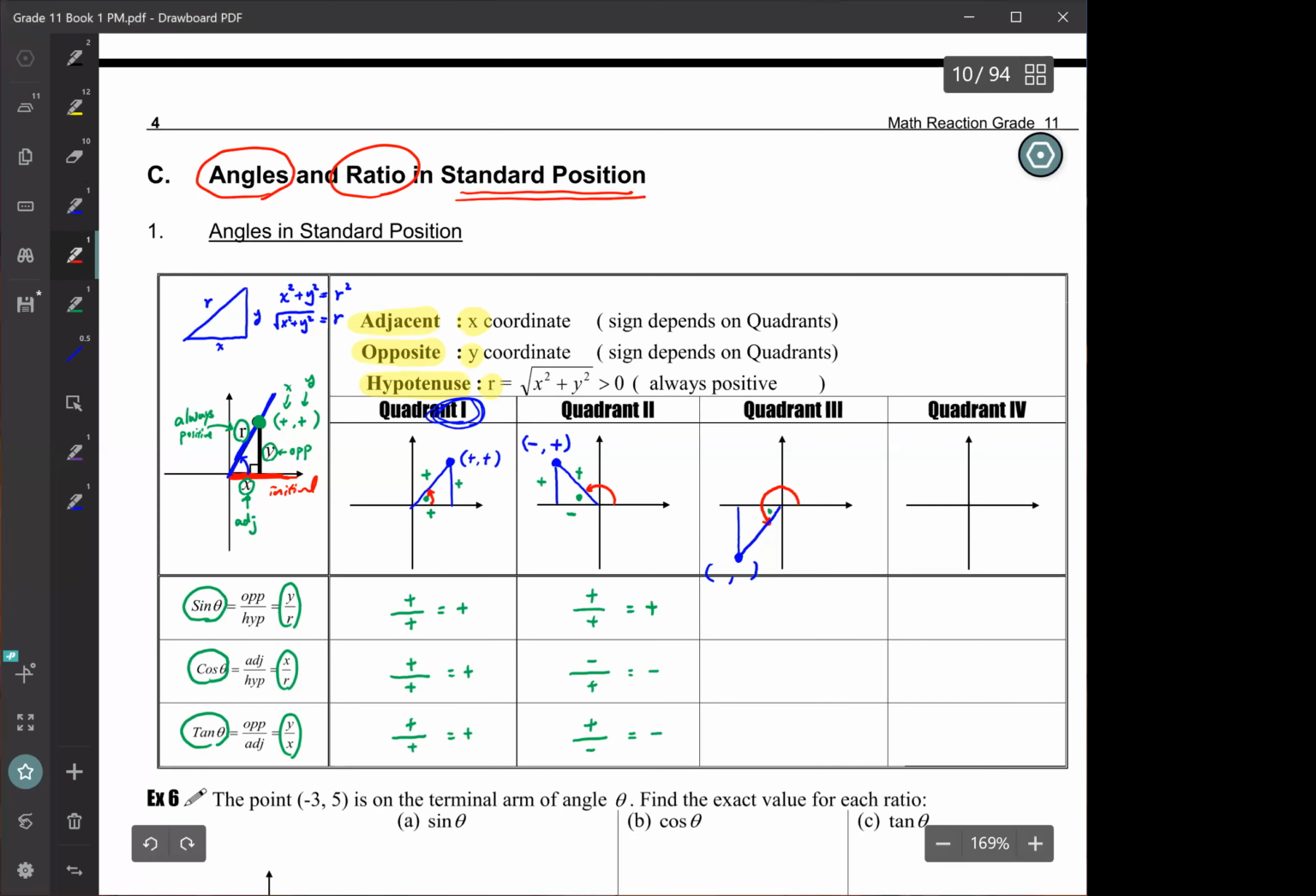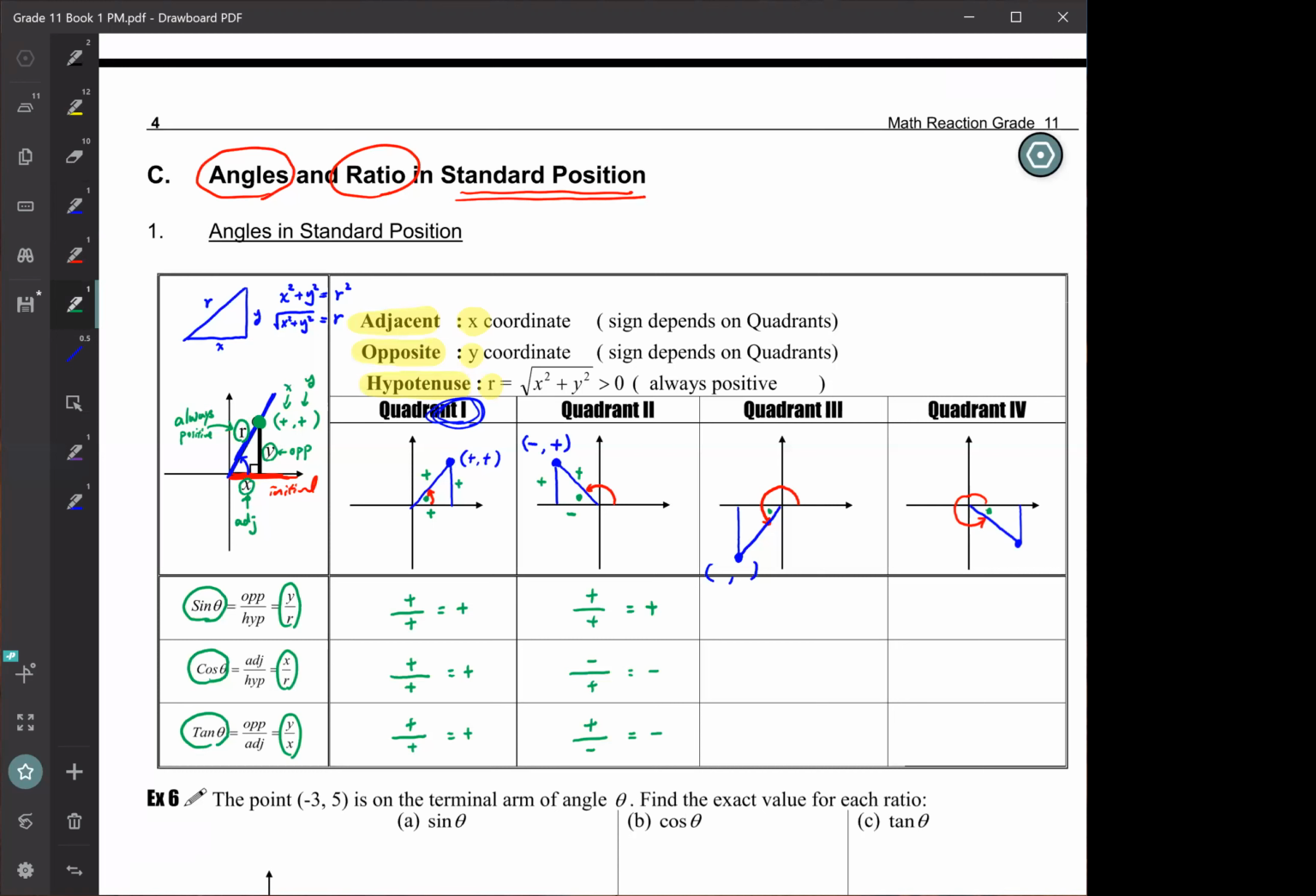Okay, and let me draw the picture for quadrant 4 as well. The angle keeps on turning. Here's 90, 180, 270. So maybe this is 300 degrees. Then your terminal arm will be here, and your triangle will look like that. The reference angle will be the green dot.